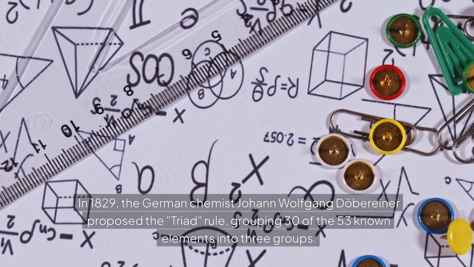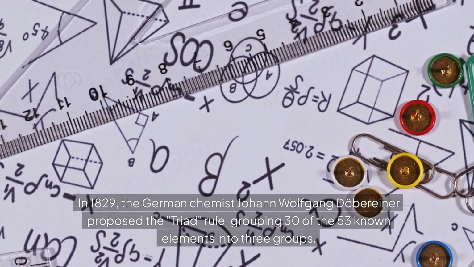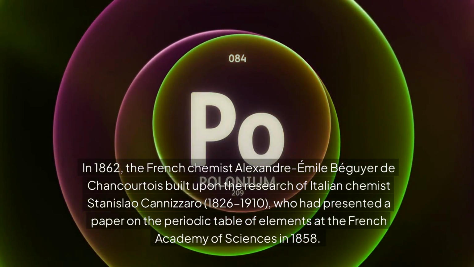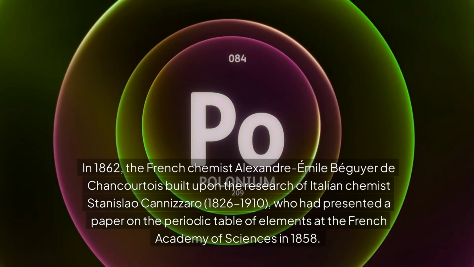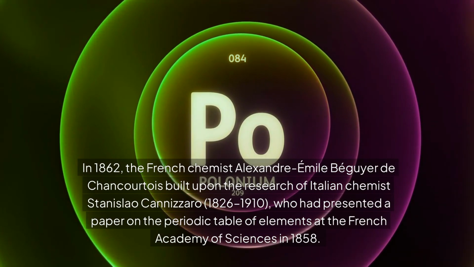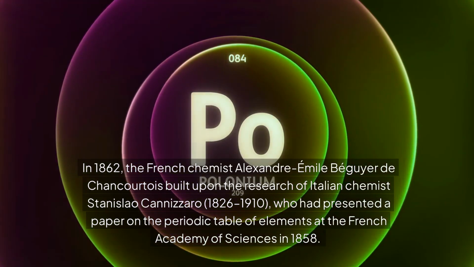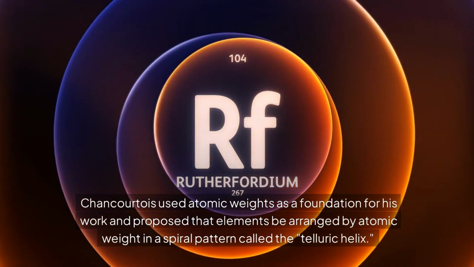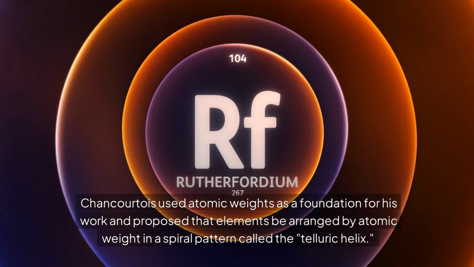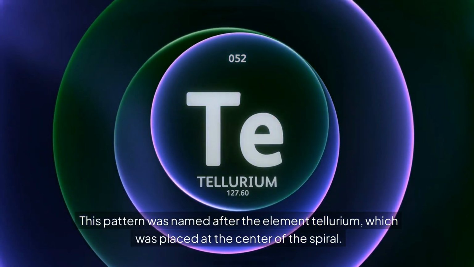In 1829, the German chemist Johann Wolfgang Dobereiner proposed the triad rule, grouping 30 of the 53 known elements into three groups. In 1862, the French chemist Alexandre-Émile Béguier de Champ-Courtois built upon the research of Italian chemist Stanislao Canizzaro, 1826 to 1910, who had presented a paper on the periodic table of elements at the French Academy of Sciences in 1858. Champ-Courtois used atomic weights as a foundation for his work and proposed that elements be arranged by atomic weight in a spiral pattern called the telluric helix. This pattern was named after the element tellurium, which was placed at the center of the spiral.